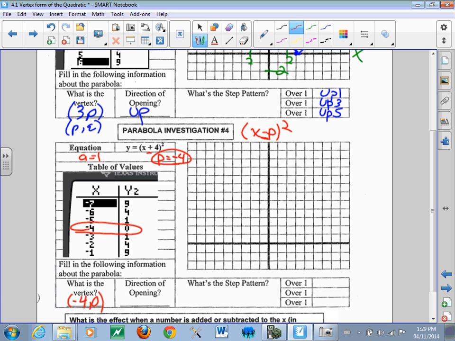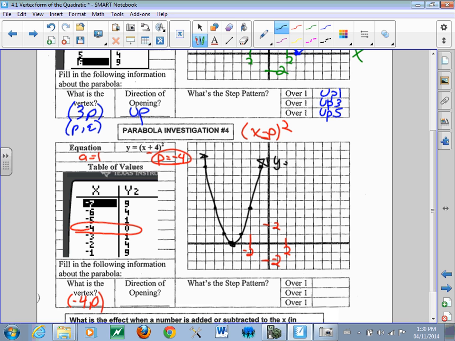Okay, so I'm going to get my scales on my axes. Let's try to do it right, Miss R. There we go. I know, live video, isn't it fun? Okay, and we're going to start by plotting -4 and 0. Okay, and A still equals 1, so it's still the same step pattern. You should have this down pat by now. Over 1, up 1. Over 1, up 3. Over 1, up 5. Same on the other side. Over 1, up 1. Over 1, up 3. Over 1, up 5. And draw your graph of your parabola.